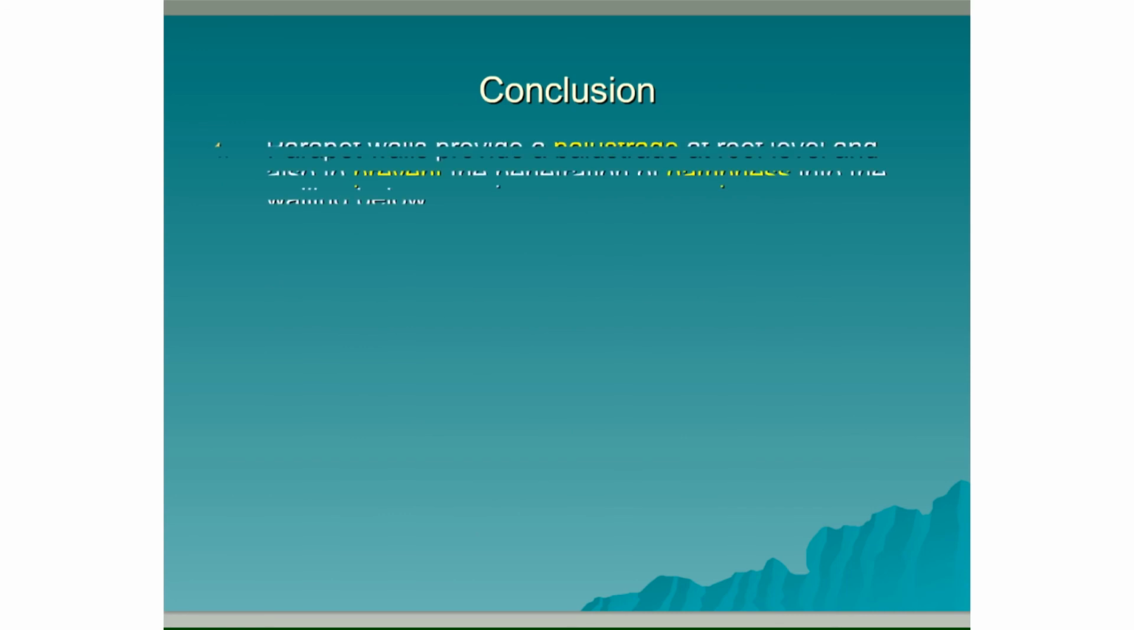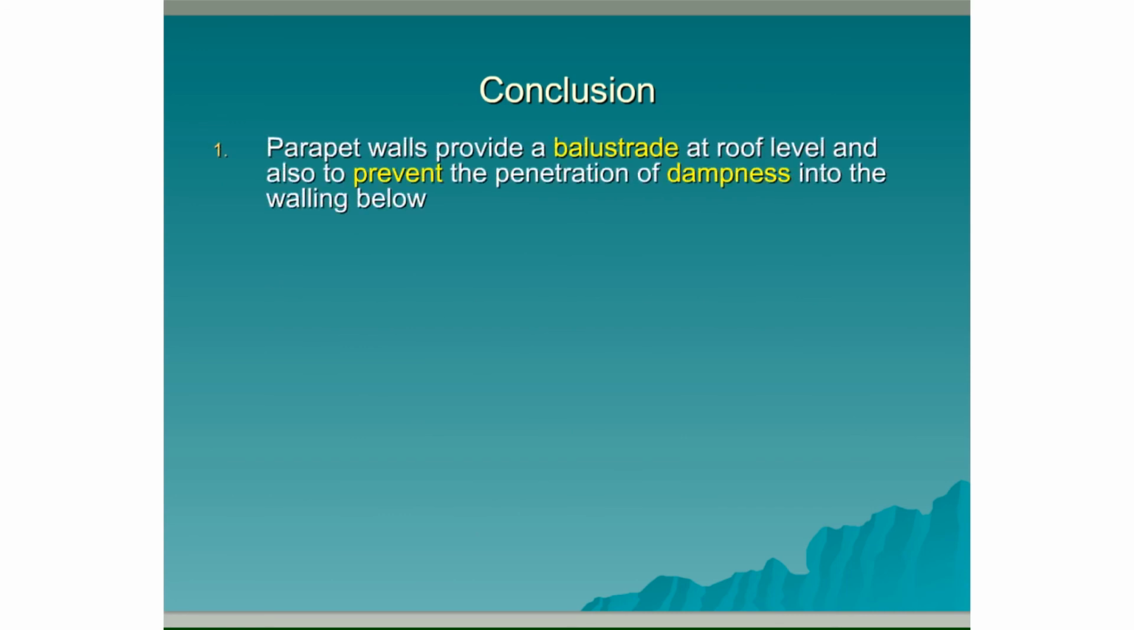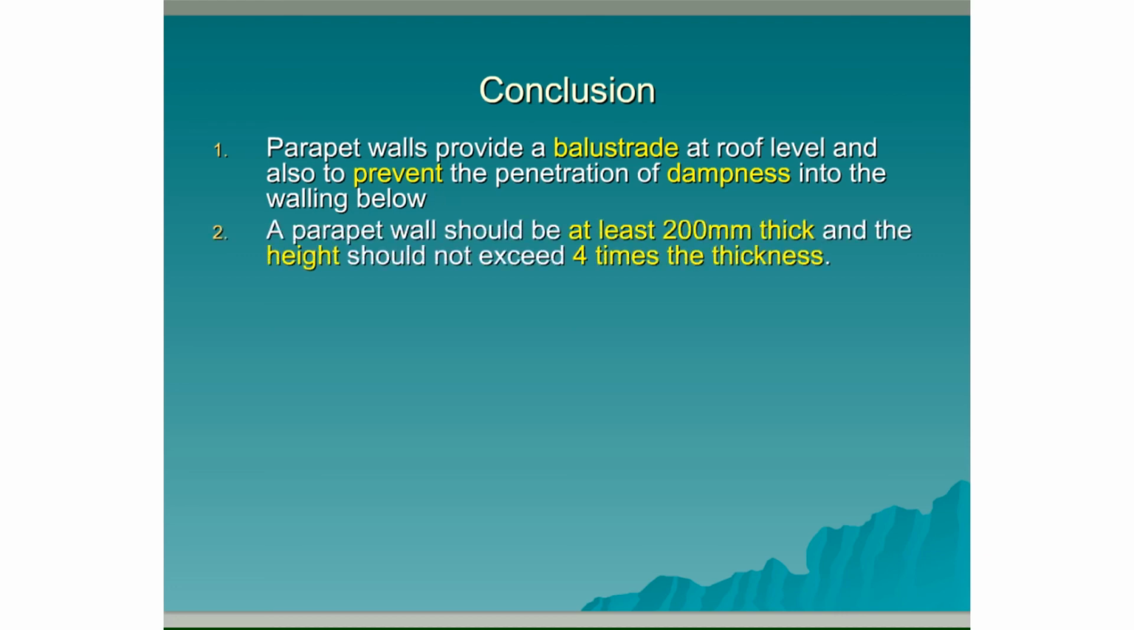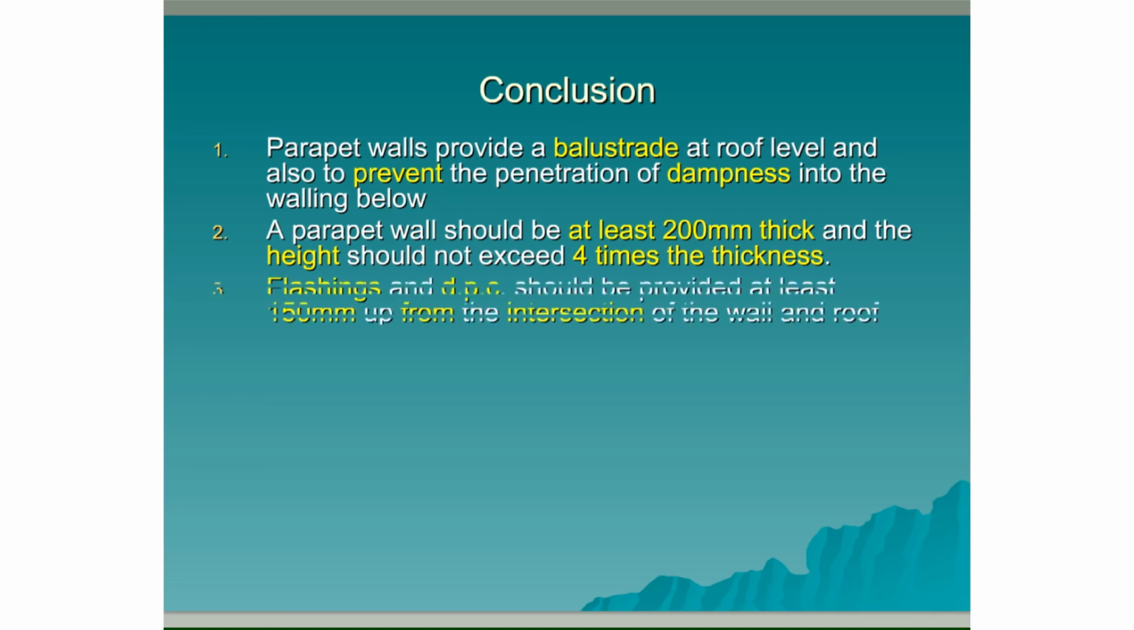Conclusion. Parapet walls provide a balustrade at roof level and also prevent the penetration of dampness into walling below. A parapet wall should be at least 200 mm thick and the height should not exceed 4 times the thickness. Flashings and D.P.Cs should be provided at least 150 mm up from the intersection of the wall and the roof.